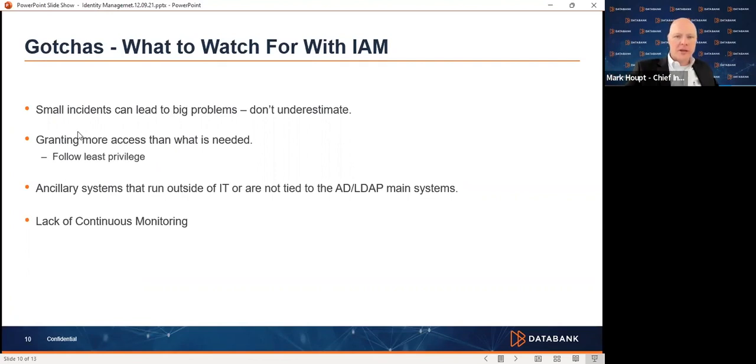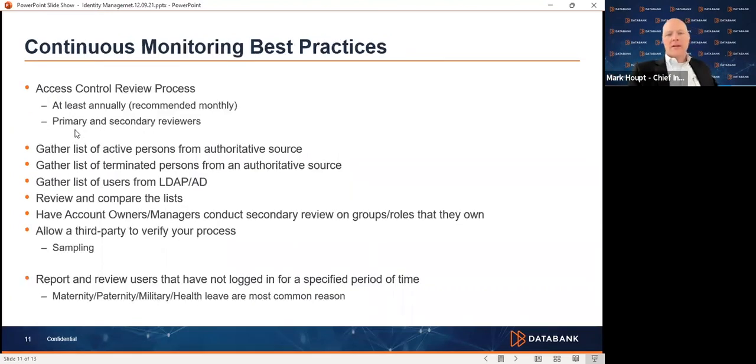So those are some gotchas that you have to work with. So let's turn our attention to continuous monitoring best practices types of scenarios. That's what I want to leave you with today.